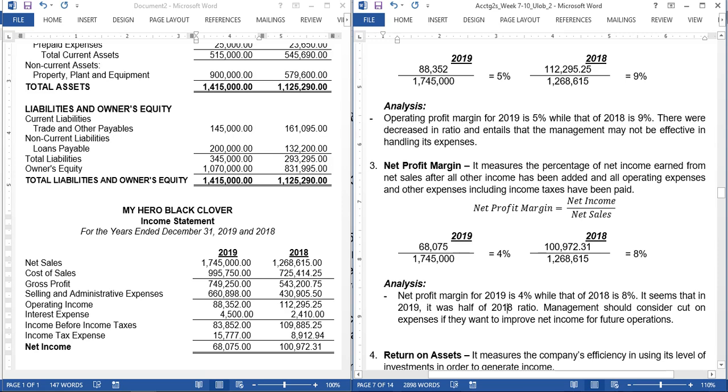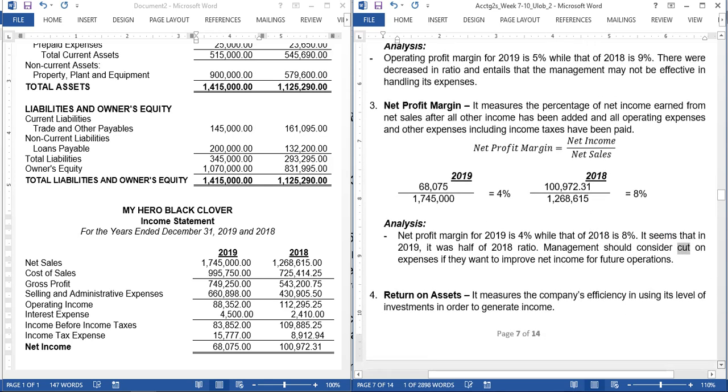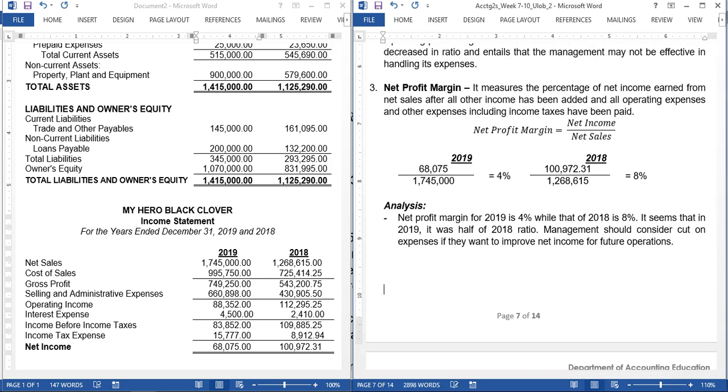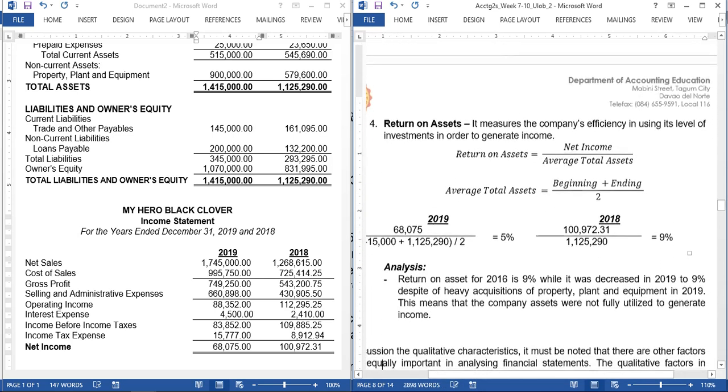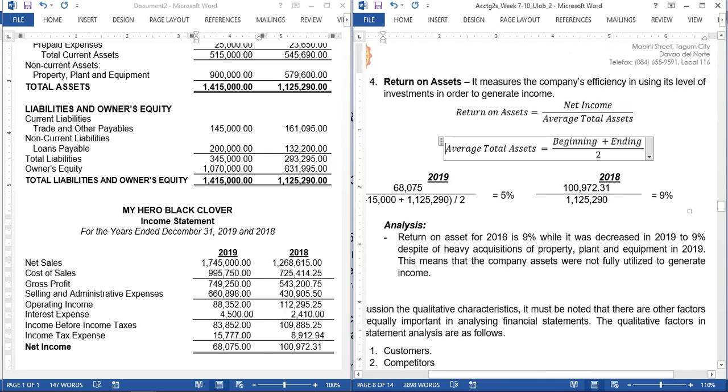So, grabe, no? Management should consider cutting the expenses if they want to improve net income for further operations. Like cost cutting needed. Return on assets. So, the last ata. Return on assets. So, it measures the company's efficiency of using its level of investment in order to generate income. So, this is the ROA. So, net income divided by average total assets. So, average total assets is just beginning plus ending divided by 2.